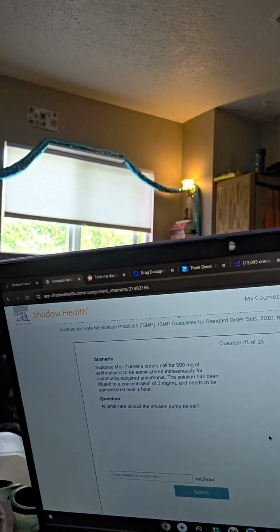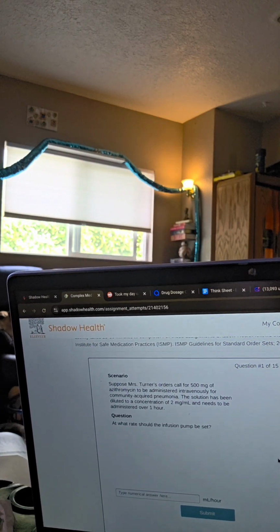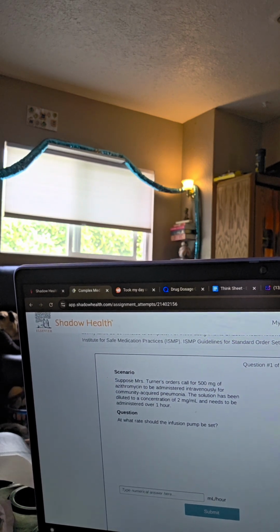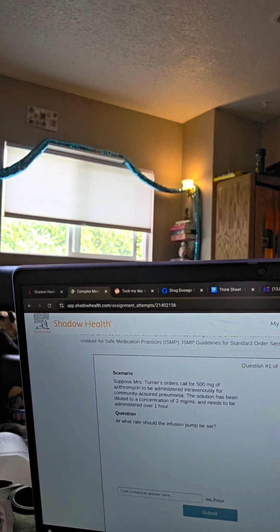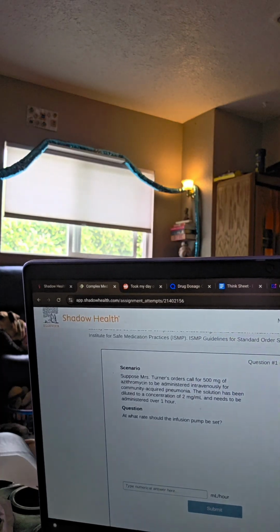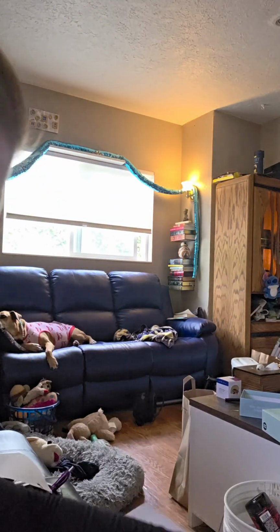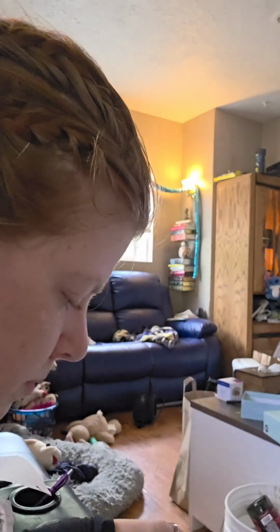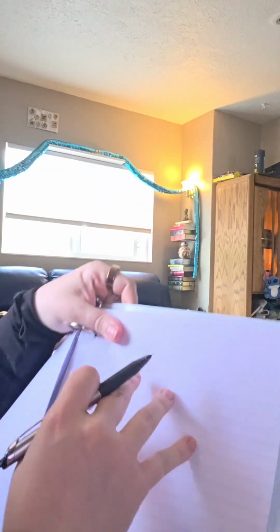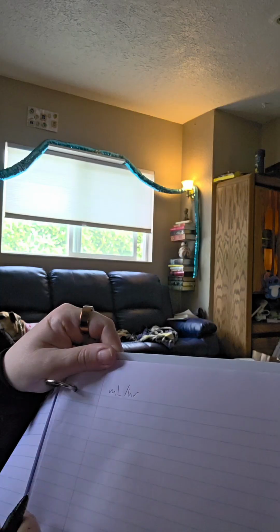Question one, the scenario is, suppose Ms. Turner's orders call for 500 milligrams of azithromycin to be administered intravenously for community-acquired pneumonia. The solution has been diluted to a concentration of 2 milligrams per milliliter and needs to be administered over 1 hour. So we want to end up with milliliters per hour. So we'll write that down first.